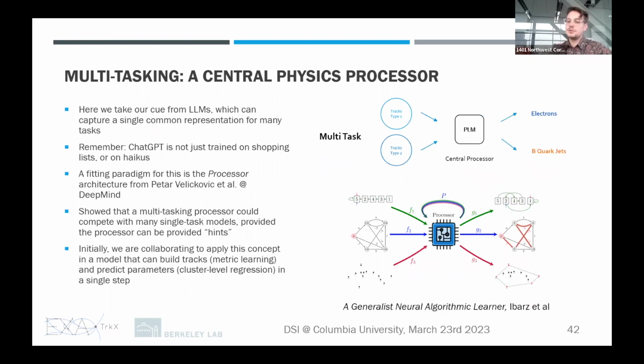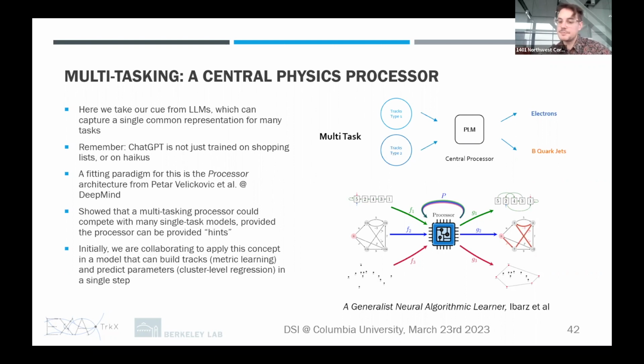So okay, now we can include different scales of data, but how can we apply them to different tasks? I want to look towards large language models here, which can capture a single common representation for many different tasks. A really nice paradigm that we found for this is the processor idea, which comes from a group at DeepMind. The idea here is, given a single central common model, we can switch out the encoders and decoders depending on the task that we're trying to solve.